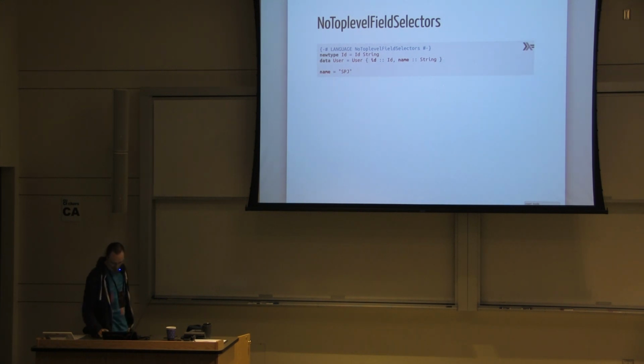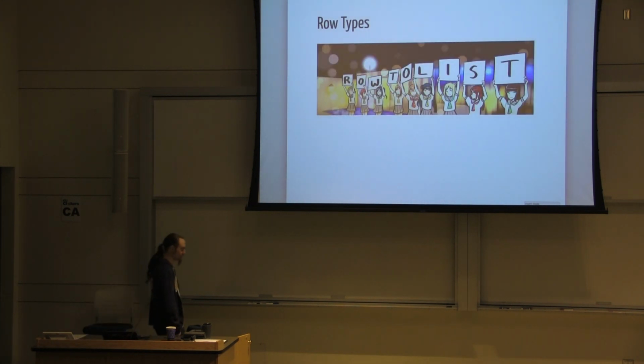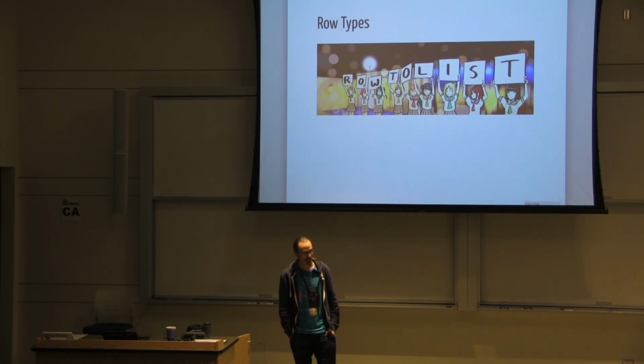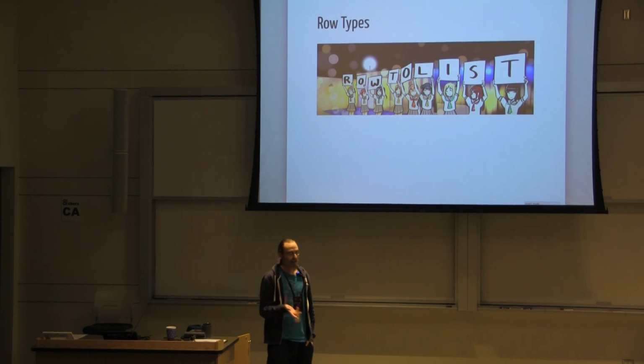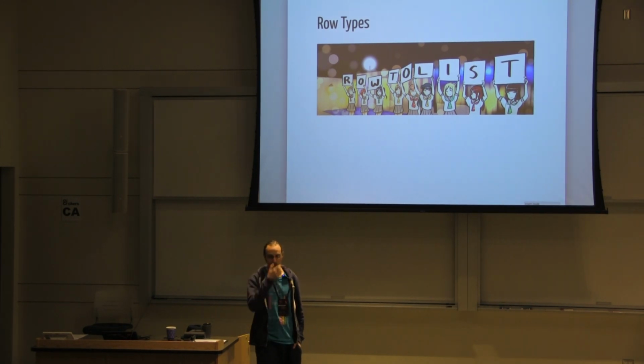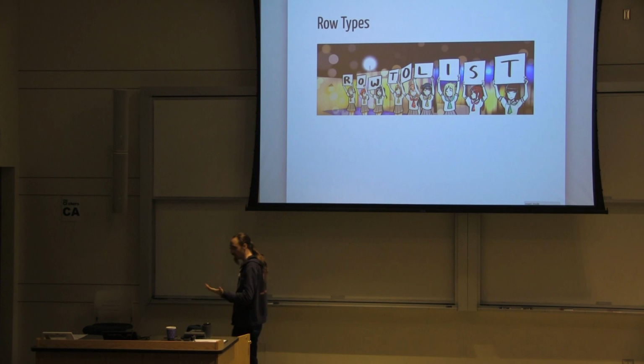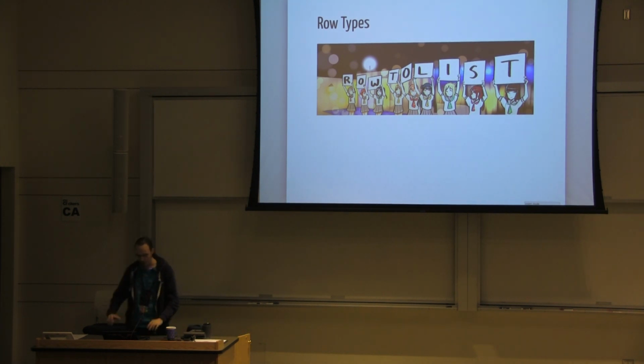So the next big thing is this one here. I don't know how many of you have heard of row types just yet. However, there is currently a GHC proposal to implement row types. It's no small thing, but they already exist in PureScript. That's where the row to list comes from. It's basically how you work with row types.